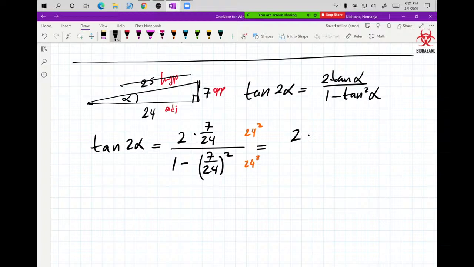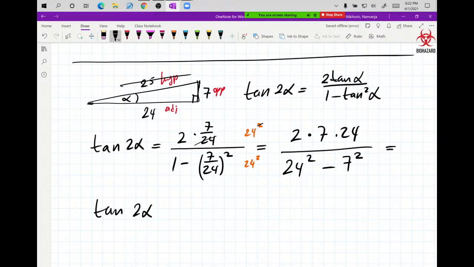And what you have is 2 times 7 times 24. One of the 24s will cancel. And over here, you have 24 squared minus 7 squared, which is 49. We'll calculate that next. So tangent of alpha is equal to what? I'm just trying to see if anything is going to reduce, but no. We can plug everything in a calculator and see what we have.